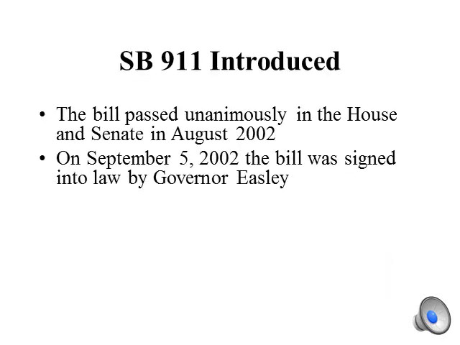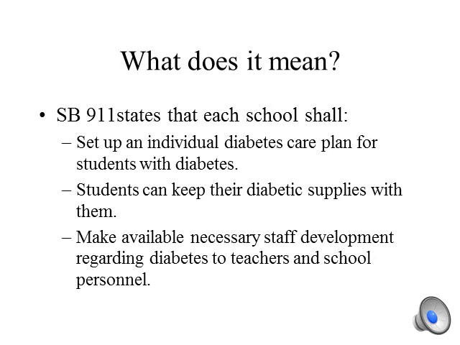Senate Bill 911 was introduced and passed unanimously in the House and Senate in August of 2002. On September the 5th, 2002, the bill was signed into law by Governor Easley. What does it mean? Senate Bill 911 states that each school shall set up an individual diabetes care plan for students with diabetes. Two, students can keep their diabetic supplies with them. Three, they can make available necessary staff development regarding diabetes to teachers and school personnel.